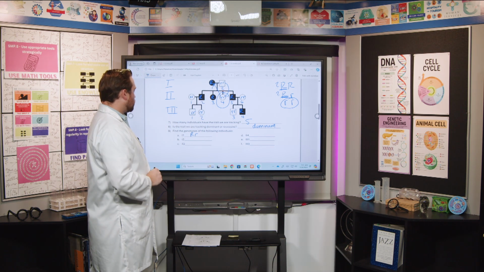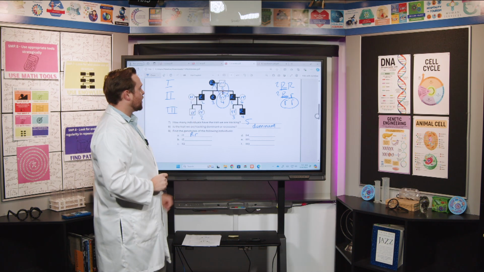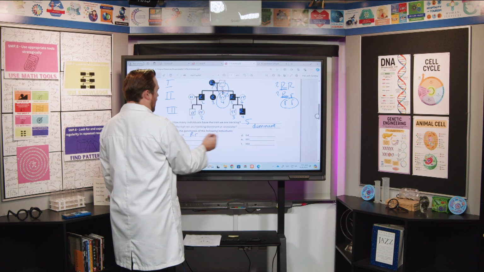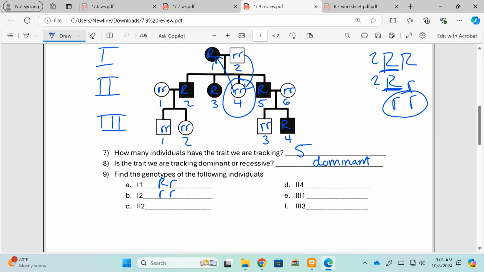Great, so the next one is 1-2. So what's the genotype of the father over here? Well, they're not shaded, so we know that they have to be homozygous recessive. All right, C is asking for 2-2. So what's the genotype of this individual? Again, we're really not sure right now. We know they've got one capital R because they're showing a dominant trait, so they have to have at least one. Let's look to their offspring and see if that's a hint.